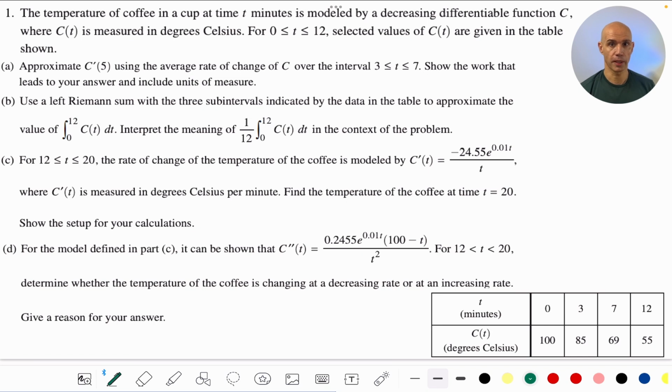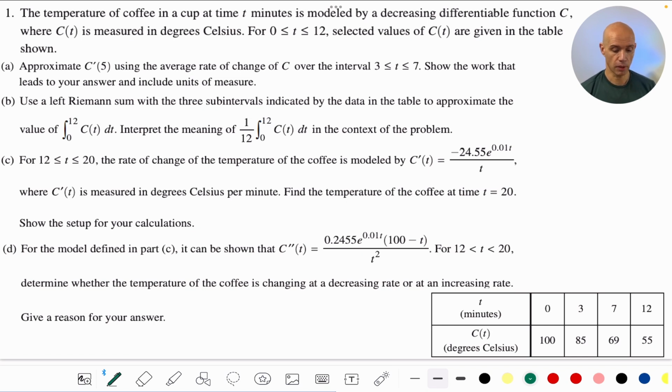2024 Calculus AB question number 1. This question needs a numerical calculator to produce some of the results, even though you'll see that most of them can be done without it. But we will also practice with Desmos for this year.